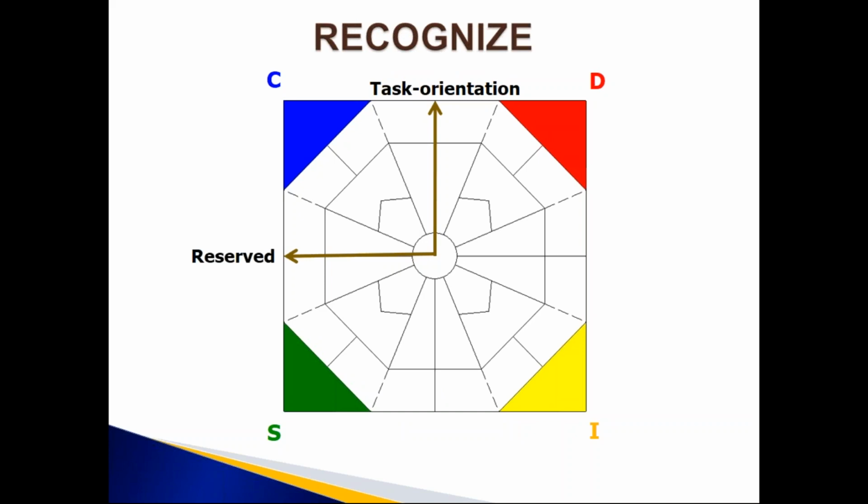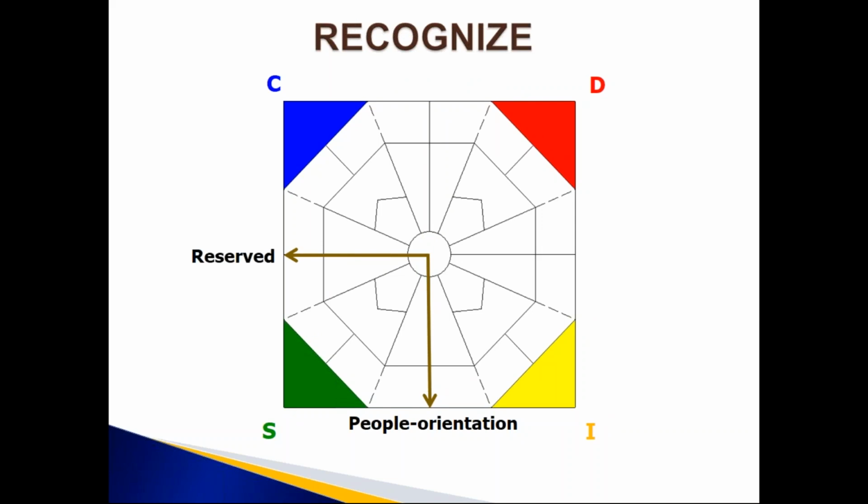If you recognize that they're task-oriented and reserved, then you start narrowing it down to, this is probably someone who's going to fall on the C side or the S side. Or conversely, if they're reserved with people orientation, they're going to fall on the S side.